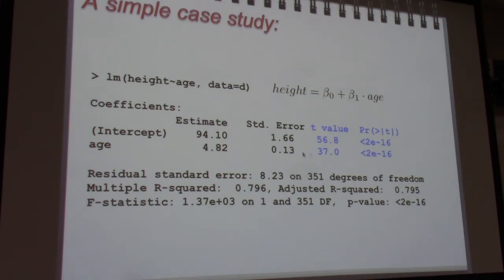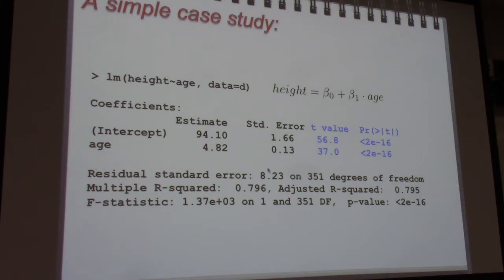Here, you can see you don't have to do these calculations. The z-score or t-score is calculated automatically, just the ratio of estimate over standard error, and the p-value is calculated automatically. So here it's telling us that this 5 centimeter per year increase in height is highly statistically significant.